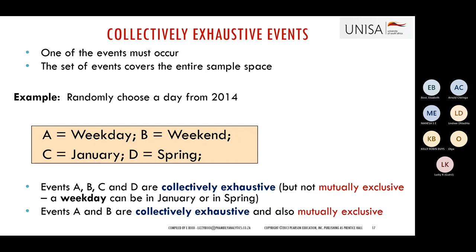Also, what else can we notice about this? Only that, I'm not going to go around checking, but A and B can be collectively exhaustive on their own, and events A, B, C, and D are also collectively exhaustive, but not necessarily mutually exclusive. And also B, they cannot not be mutually exclusive, because a day on a weekend can either be in spring or in January as well. Probably you can use that.